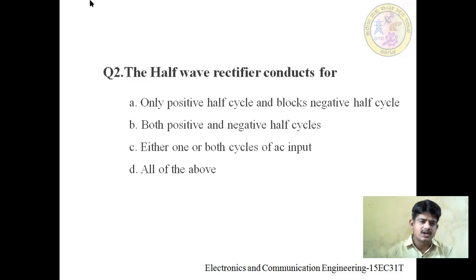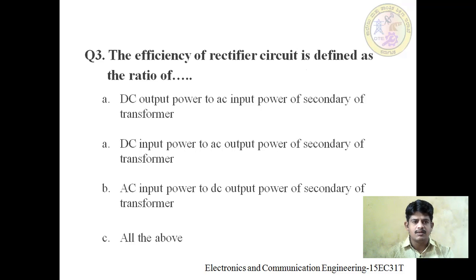Okay, so the correct answer for this question is option A. That is, it passes only the positive half cycle and blocks the negative half cycle. Okay, let's see question number 3. The efficiency of a rectifier circuit is defined as the ratio of... So it's dealing with the efficiency of a rectifier.